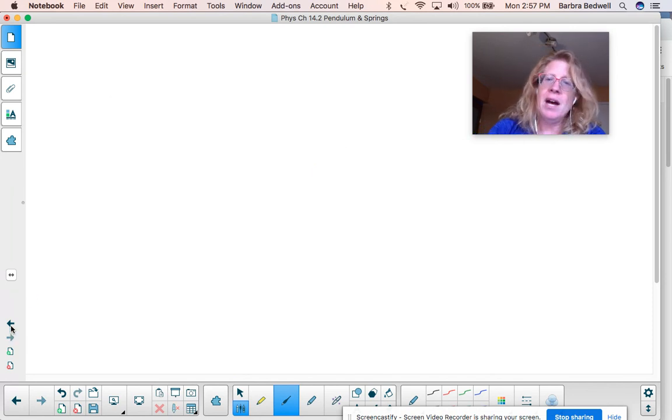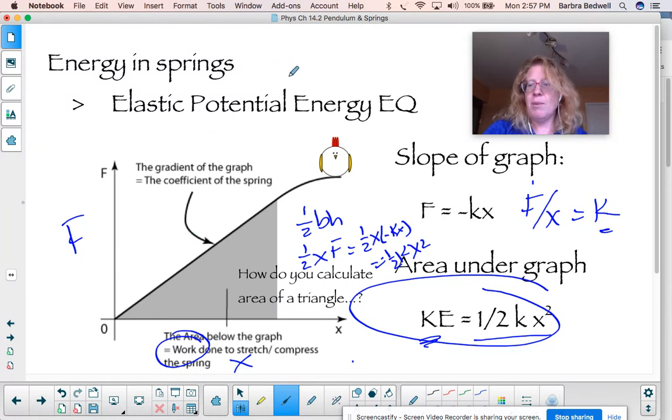So there you go. Those are the ways that we quantify simple harmonic motion in pendulum and spring systems. All right, there you go.